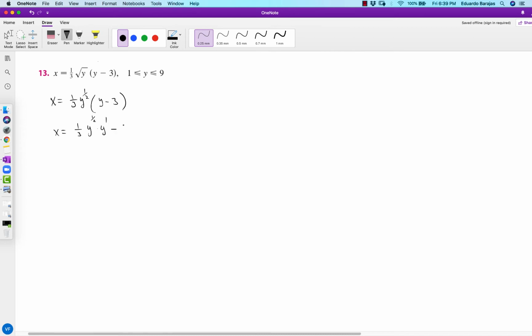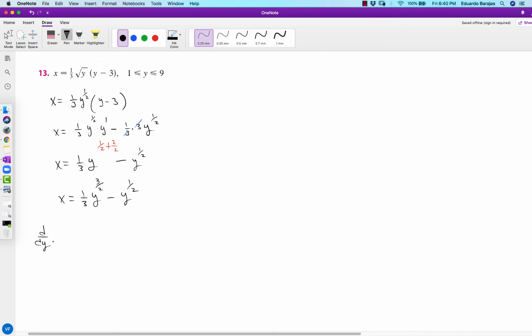Y to the first minus 1/3 times 3y to the 1/2 power. So x equals 1/3 y to the 1/2 plus 1. We need a common denominator. Add these two exponents, so we end up with 1/2 plus 1, which is 2 over 2. That's going to get us to the power of 3 over 2 minus, and now these guys are going to cancel out. So we get y to the power of 1/2. So we get x equals 1/3 y to the power of 3 over 2 minus y to the 1/2 power. Good. Now we can take a derivative with respect to y.